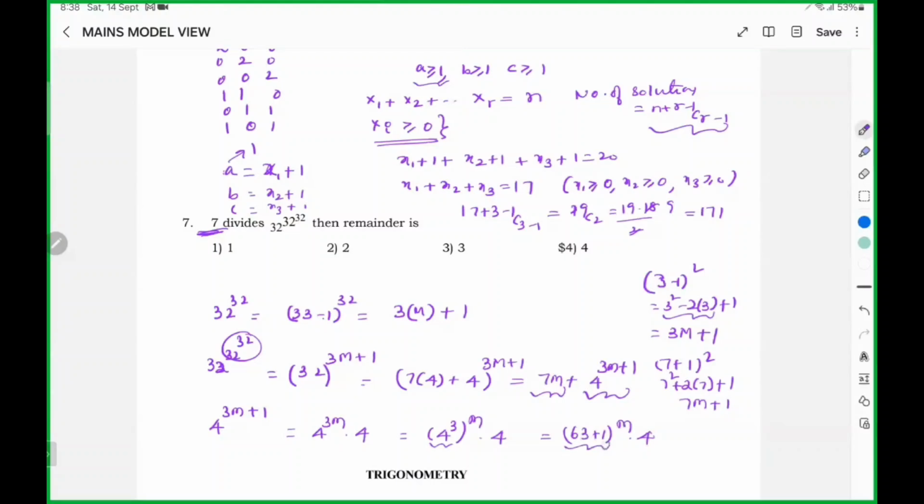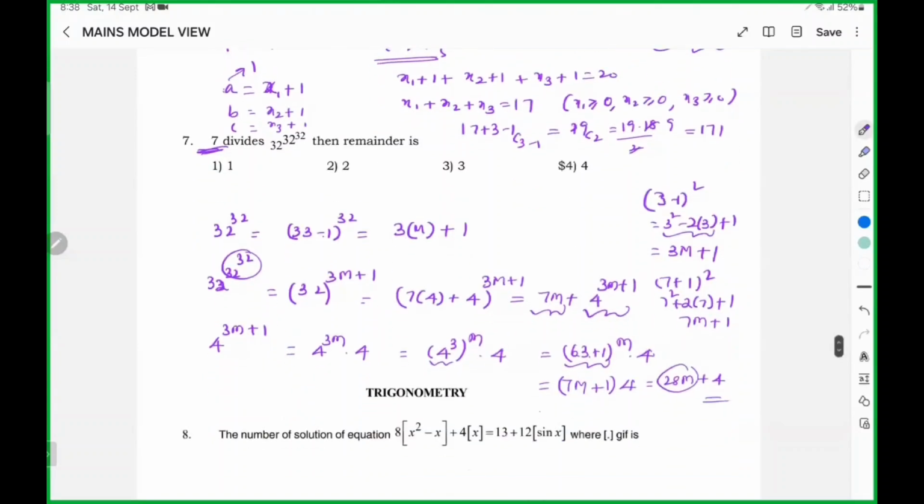Here, this whole thing I can write as a 7 multiple plus 1. Right? 63 contains 7, so each term is divisible by 7 except the last one, 28m plus 4. This part is anyhow divisible by 7. So the remainder is 4.